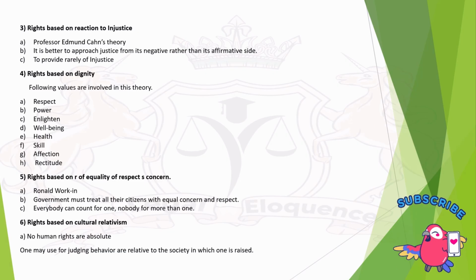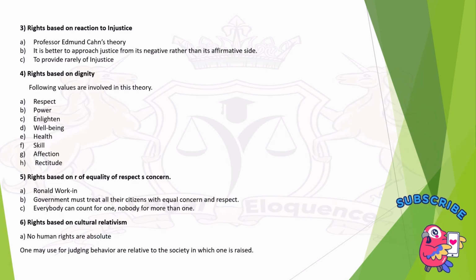The following values are involved in this theory: respect, power, enlightenment, well-being, health, skill, affection, rectitude. Rights based on equality of respect and concern. Ronald Dworkin: governments must treat all their citizens with equal concern and respect. Everybody counts for one, nobody for more than one.